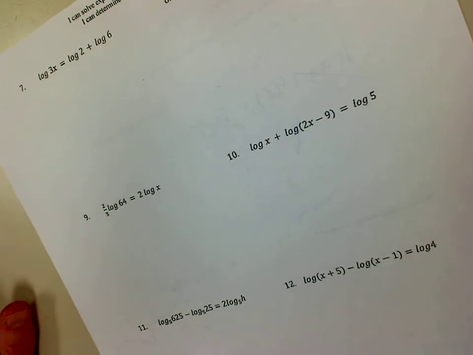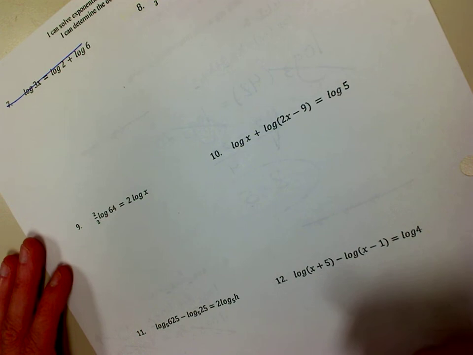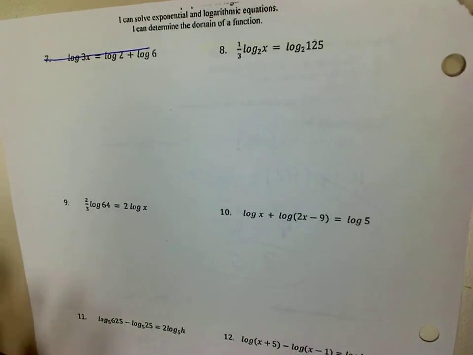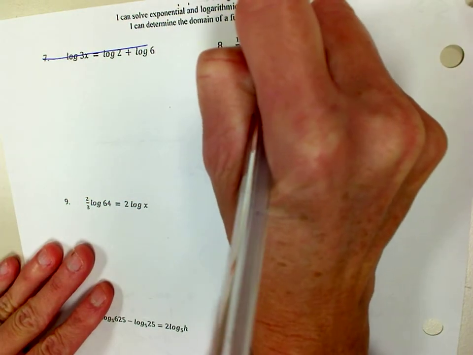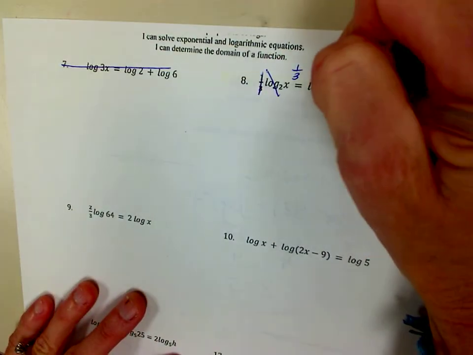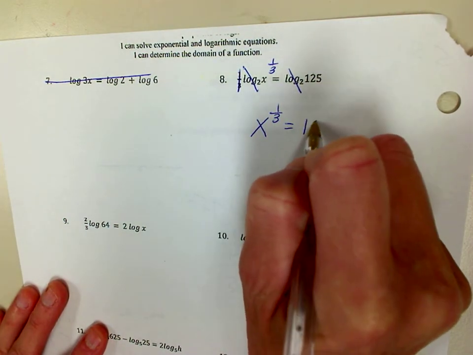Okay, over on the back, let's see, I'm going to cross off 7. And that's probably good for now. Okay, so again, number 8, it is not condensed yet because I have a number in front of my log that becomes an exponent. So that becomes an exponent of 1/3. Okay, so now I can cancel the logs out. So I'm left with x to the 1/3 power equals 125.